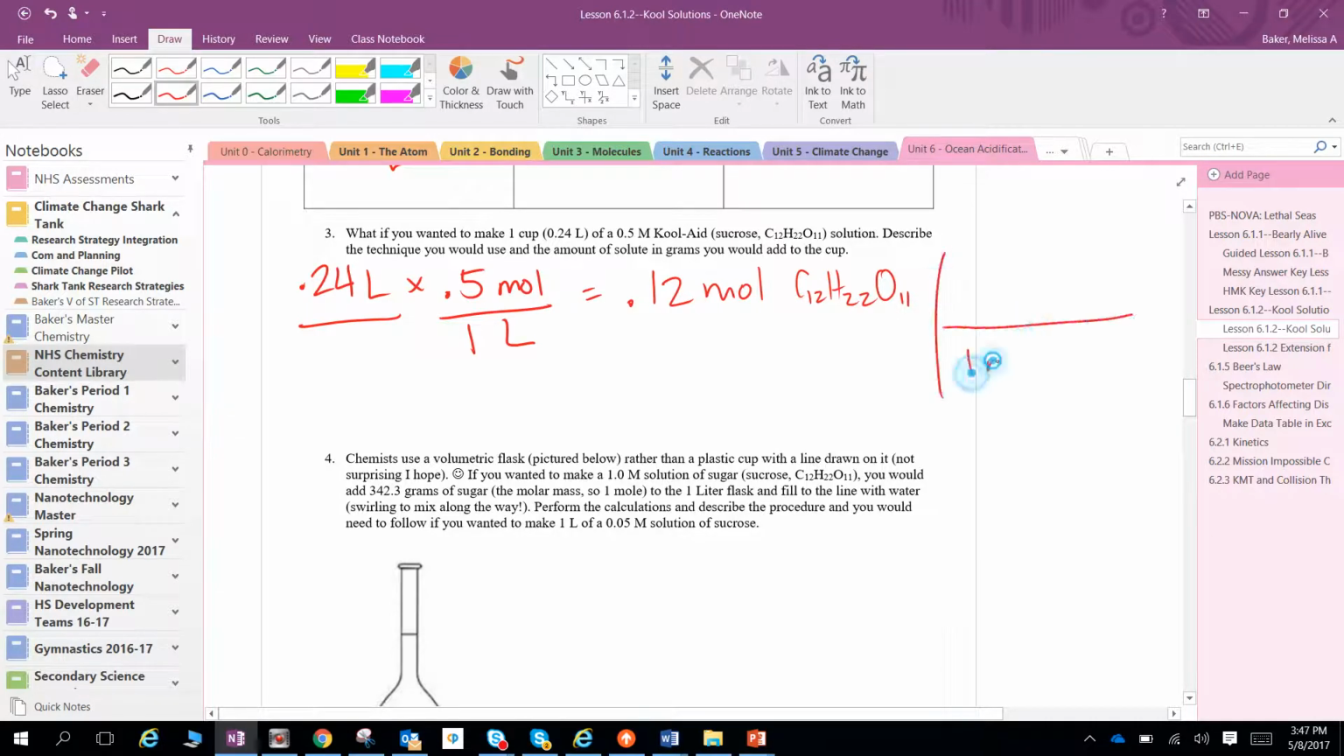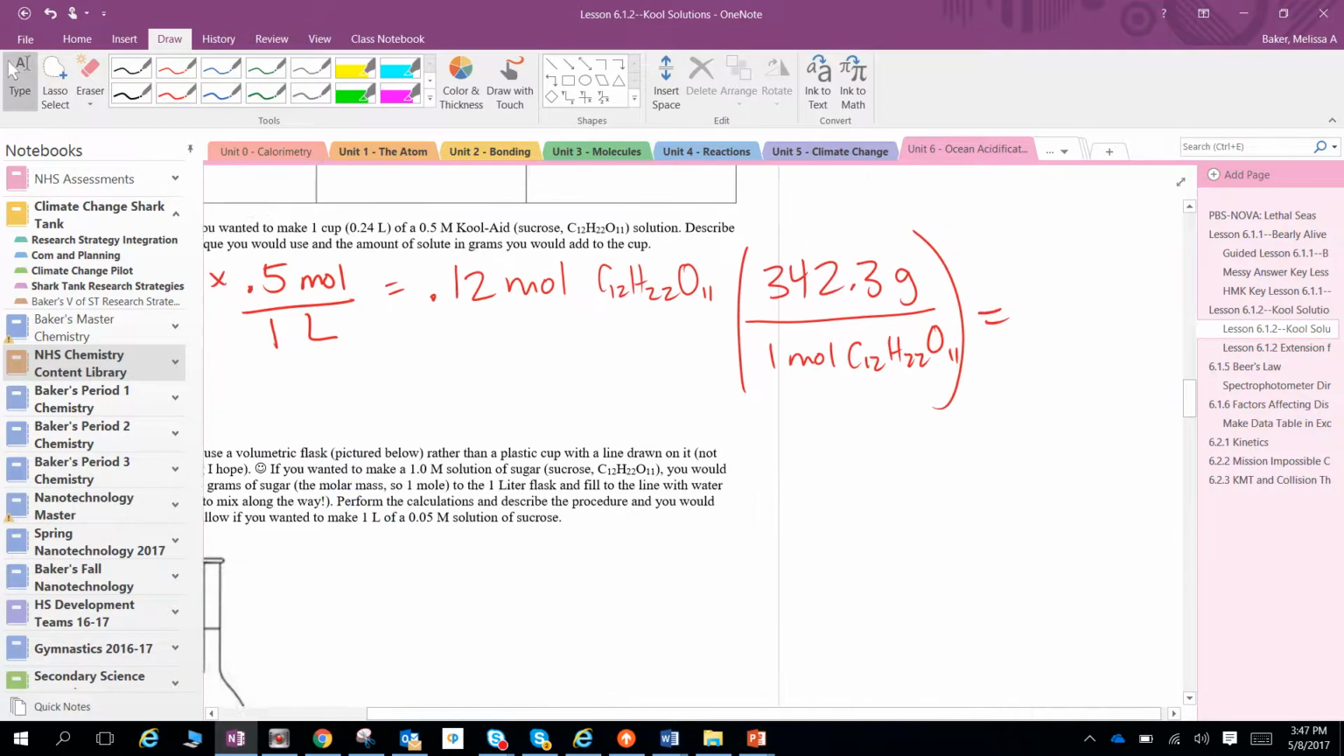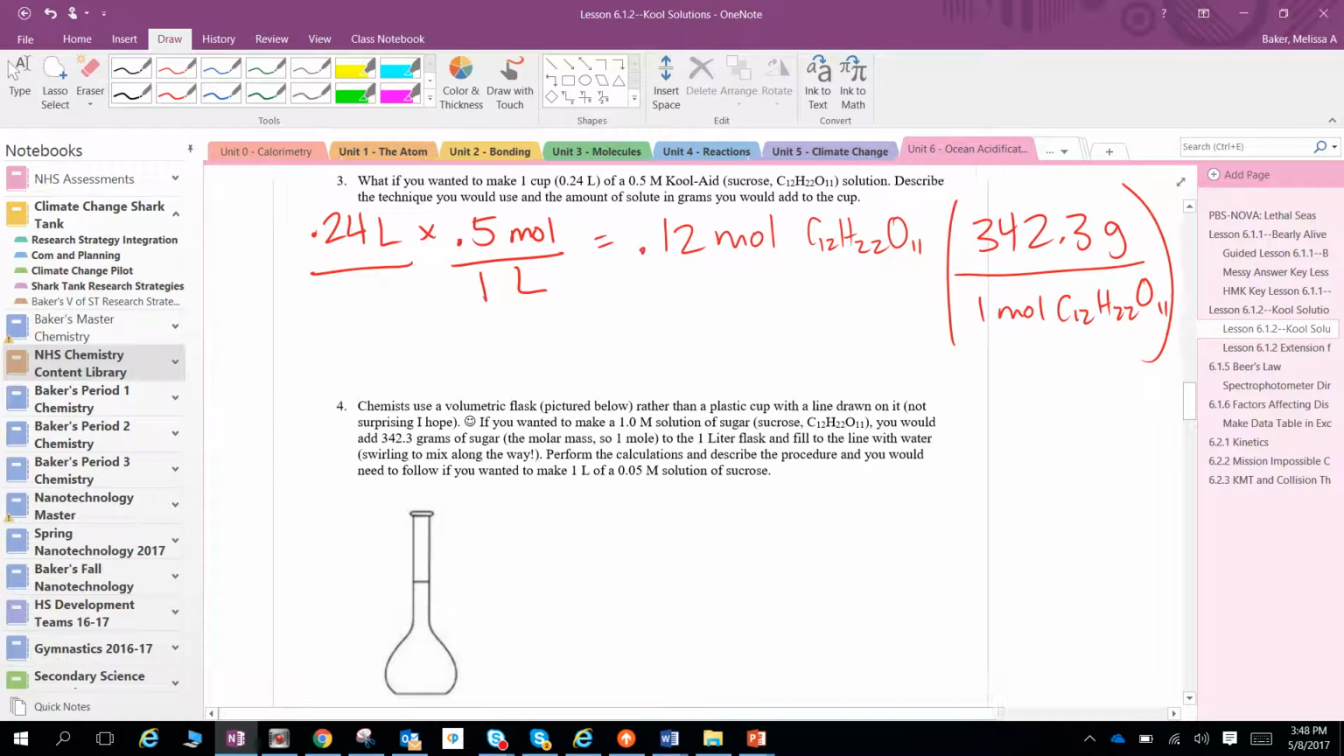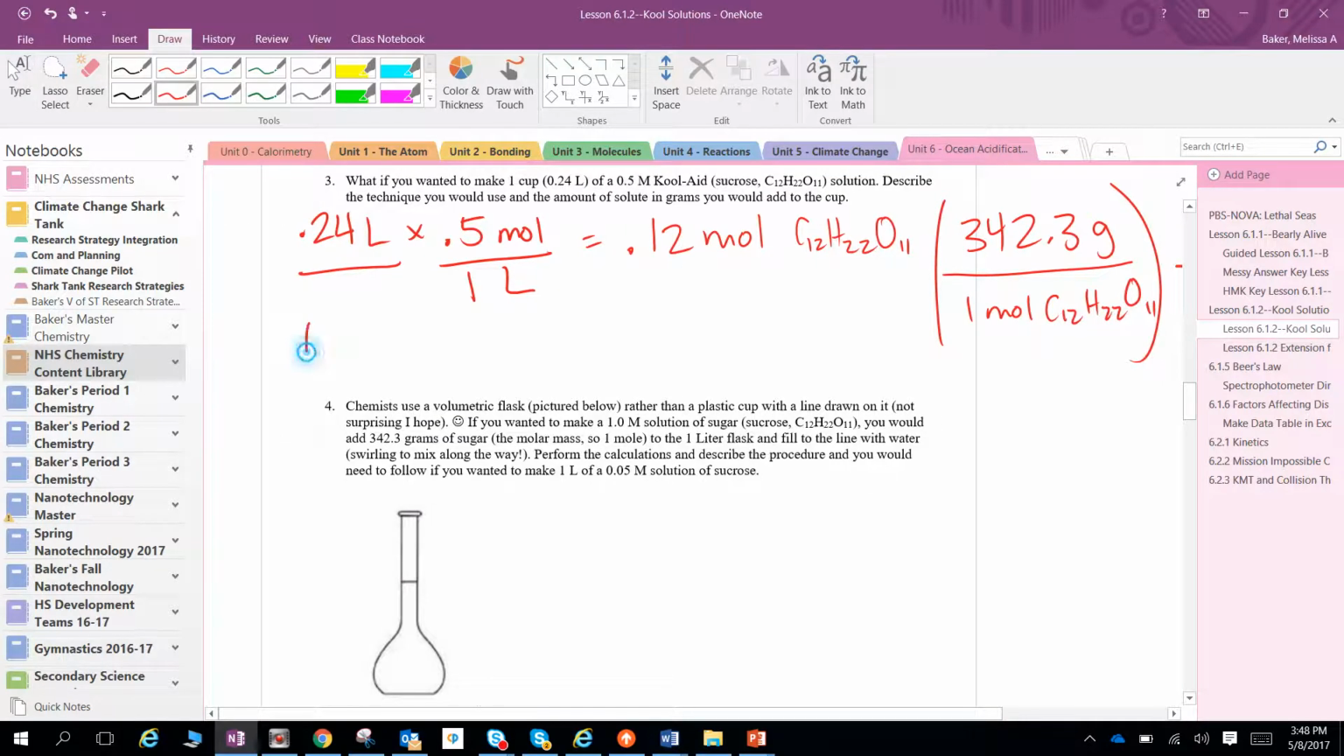And so we've got to multiply by the molar mass in order to figure out how many grams that is. So now we multiply by 342.3, and this comes out to be 41.1 grams. Then I'm supposed to describe the technique I would use. So I would add 41.1 grams of sugar to the cup and fill to the line with water. Then I would have a 0.5 molar solution.